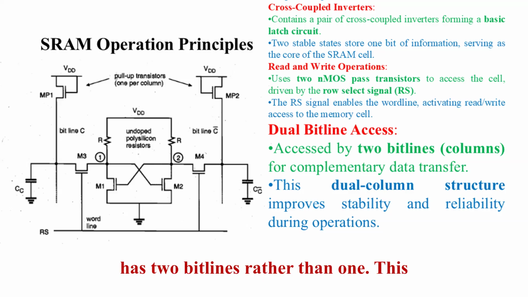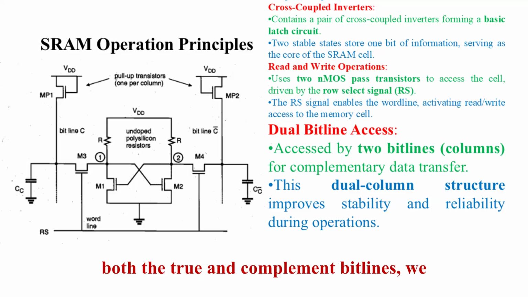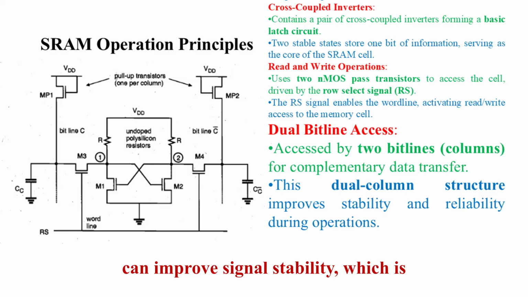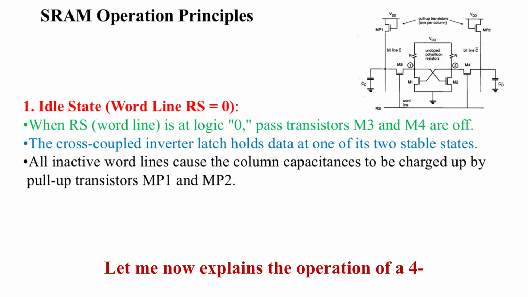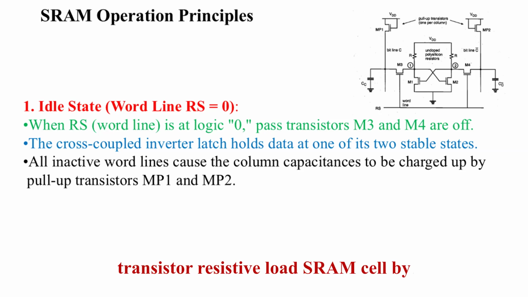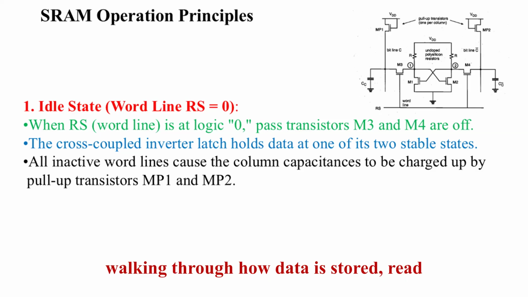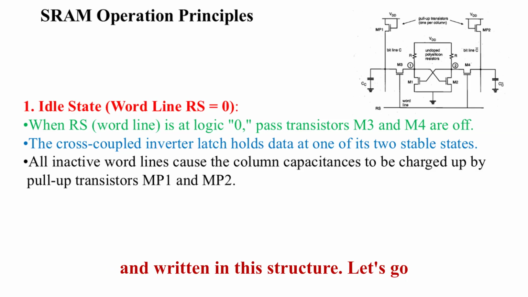Speaking of bit lines, this cell uses a dual bit line arrangement, meaning it has two bit lines rather than one. This complementary structure significantly enhances the reliability of the SRAM cell during data transfers. By providing both the true and complement bit lines, we can improve signal stability, which is essential in high-density memory applications. Let me now explain the operation of a 4-transistor resistive load SRAM cell by walking through how data is stored, read, and written in this structure.